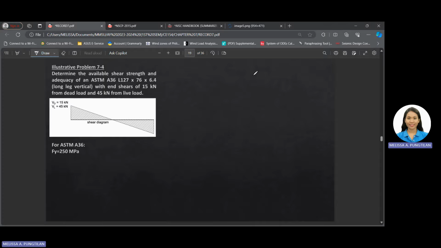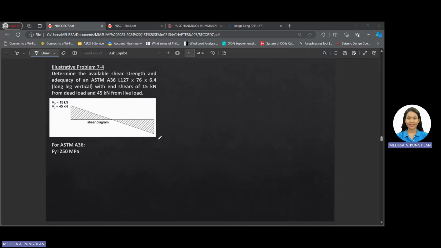So let's continue our example in the design of members for shear. Okay, so nasa problem number 4 na tayo. Here, determine the available shear strength and adequacy of an ASTM A36 L127 by 76 by 6.4 with the long leg vertical with end shears of 15 kN from dead load and 45 kN from the live load.